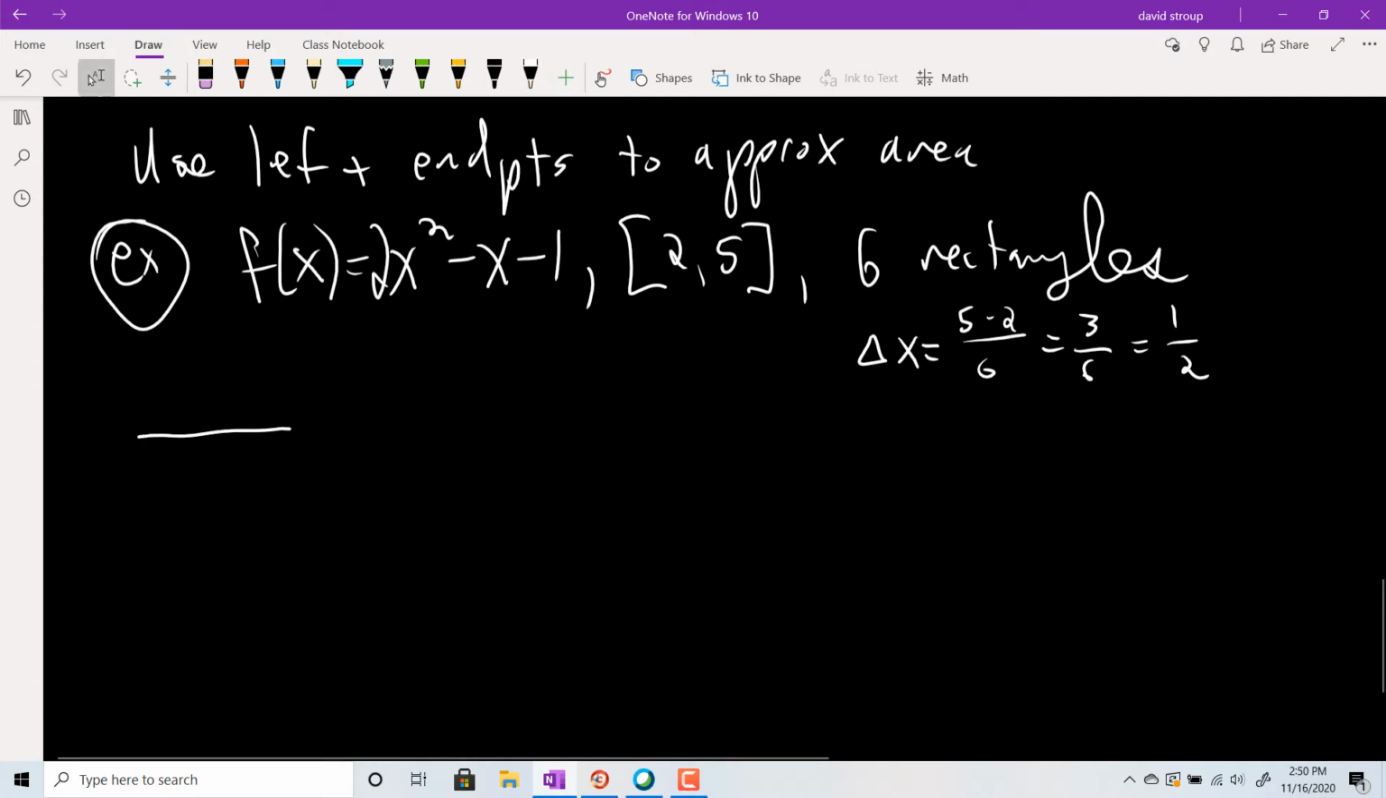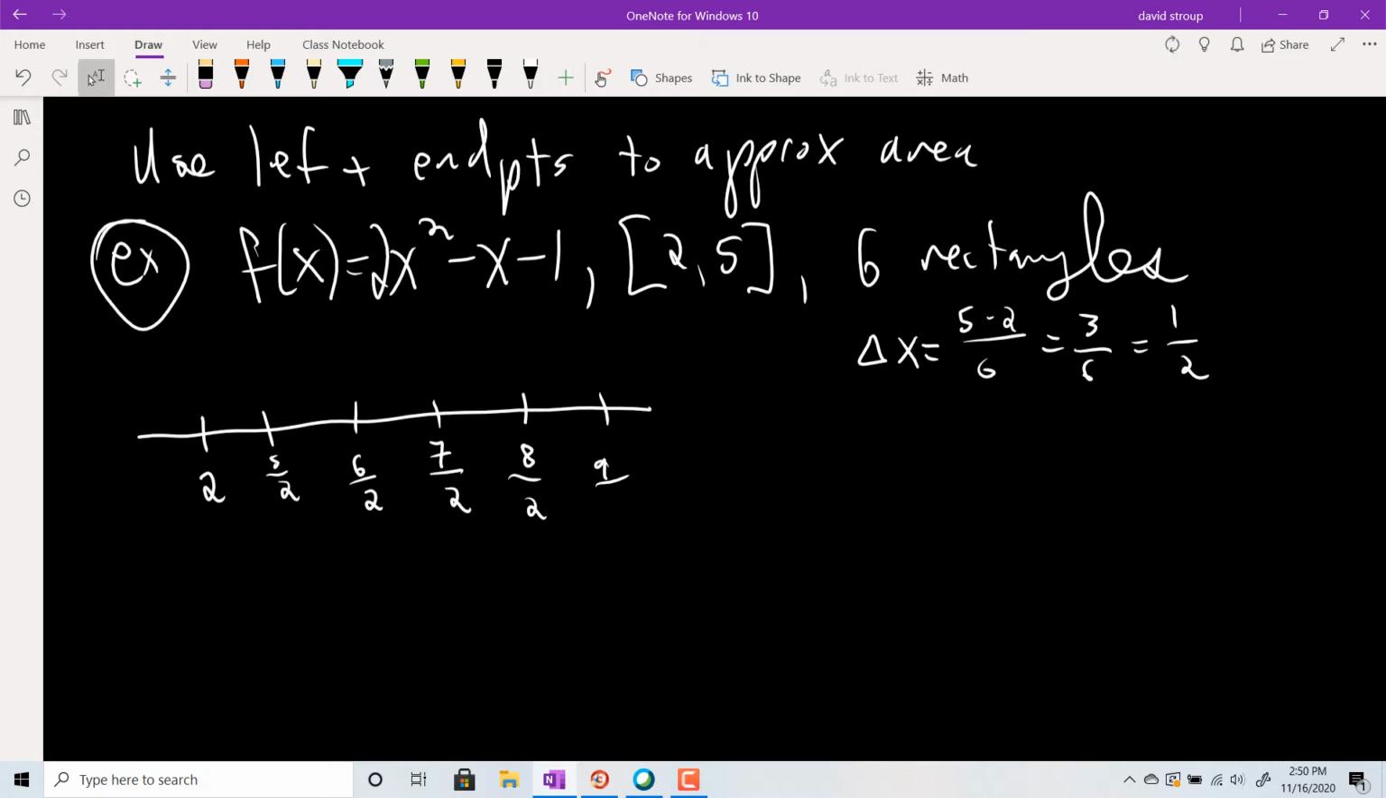Okay, so I like to do a little number line graph. So 2, which is the same as 4 halves, and then 5 halves, and then 6 halves. I'm just moving by 1/2 every time. 7 halves. I'll have to go all the way up to 10 halves. 8 halves, 9 halves, and then 5, which is, of course, 10 halves. Okay. So using the left endpoints, that means I'm using these numbers now.